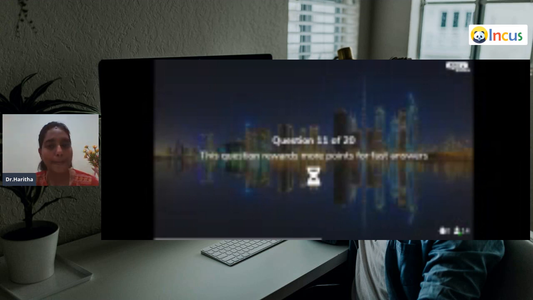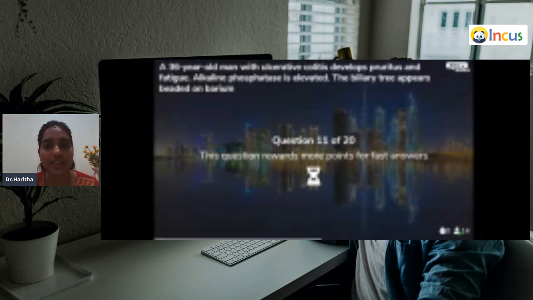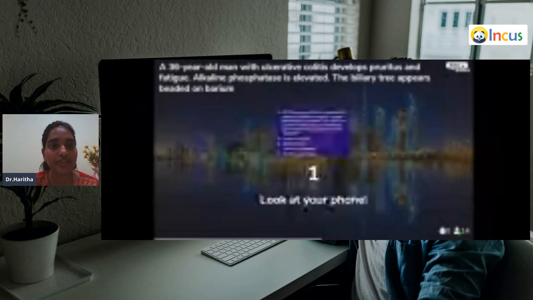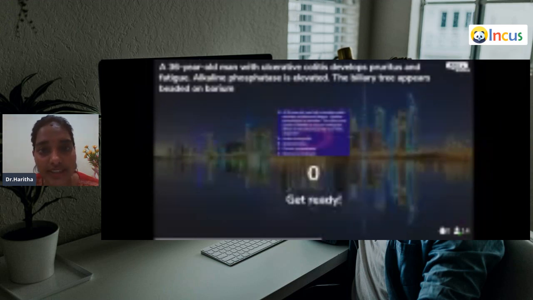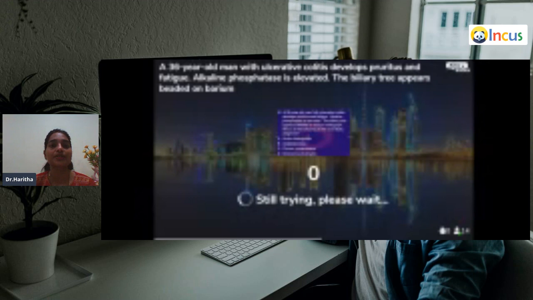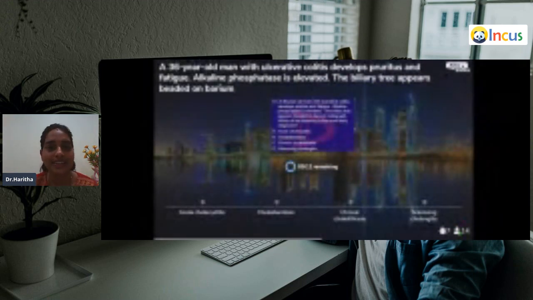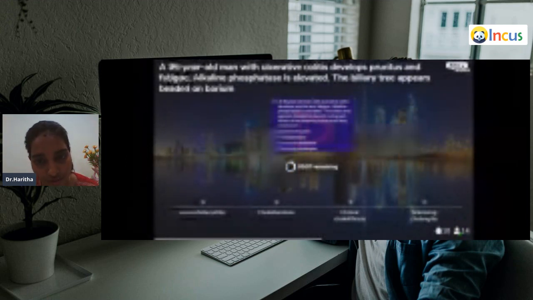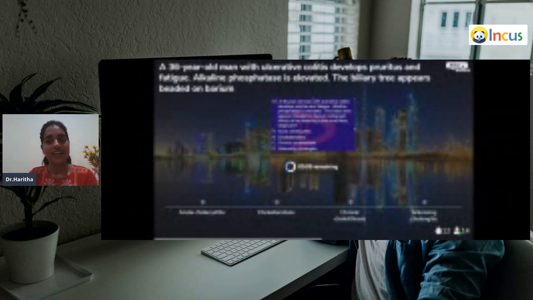So question number 11. A 36-year-old man with ulcerative colitis developed pruritus and fatigue. Alkaline phosphatase level is elevated. The biliary tree appears beaded on barium. I think if you read the last line itself, you get an answer. Acute cholecystitis, cholesterolosis, chronic cholelithiasis, or primary sclerosing cholangitis. So what do you think is the answer?